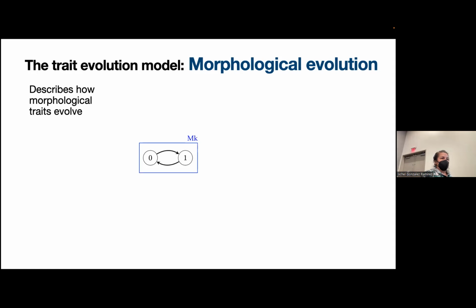How about partitions in morphological characters? We have several morphological characters that evolve in different ways. Can you do partitions the way that you do also for a molecular context?